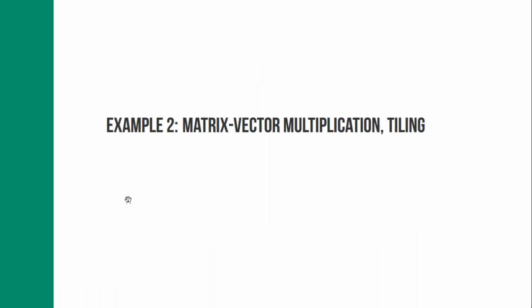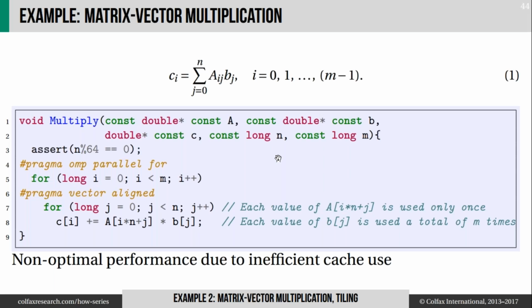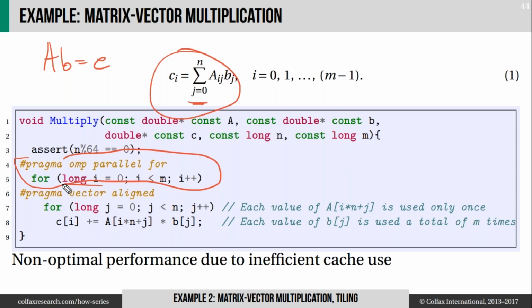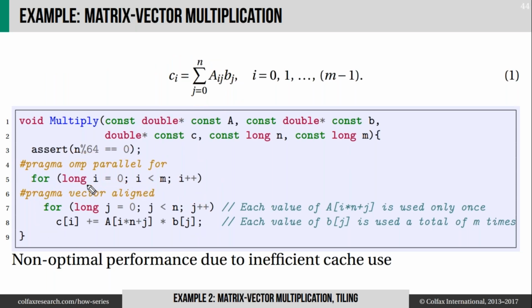The second example that I wanted to demonstrate is matrix vector multiplication with tiling. And this is what I will do live. Matrix vector multiplication is AB equals C, where C_i is computed like this: sum over j of A_ij times B_j. It seems like a great fit for Intel architecture. Parallelize the outer loop, the loop over i. Vectorize the inner loop, the loop over j. Sounds like a good idea.